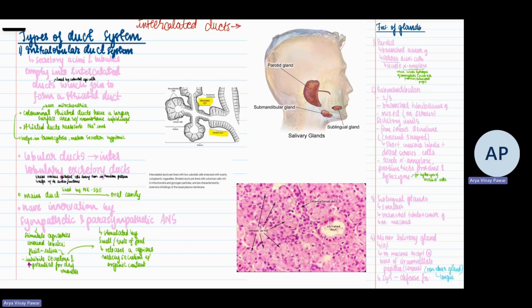Now we're going to talk about the duct systems and the different types of glands.